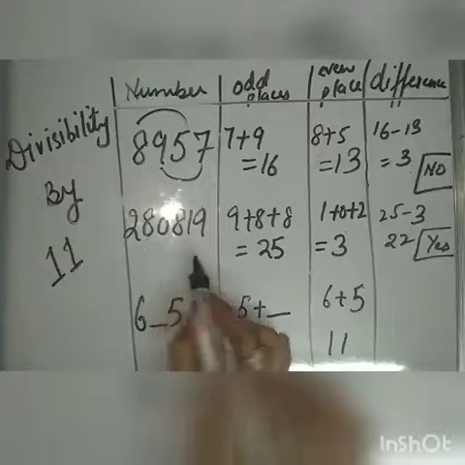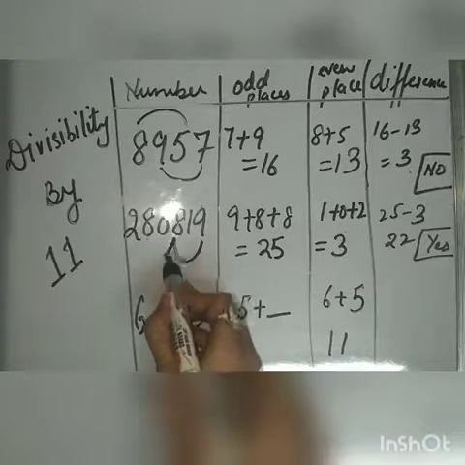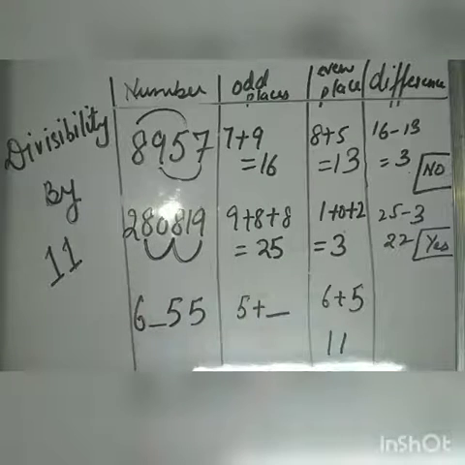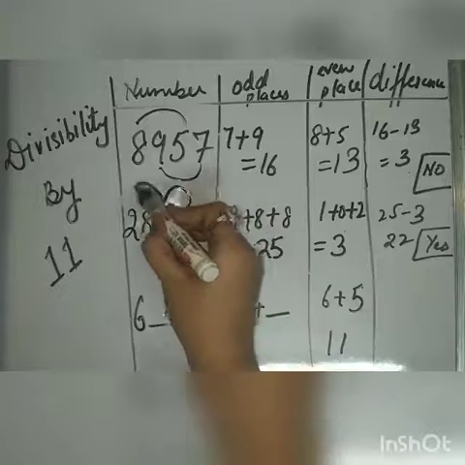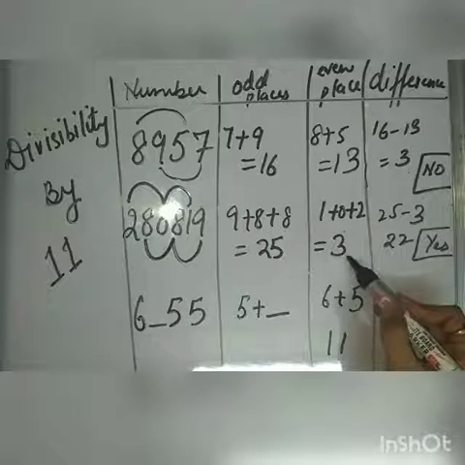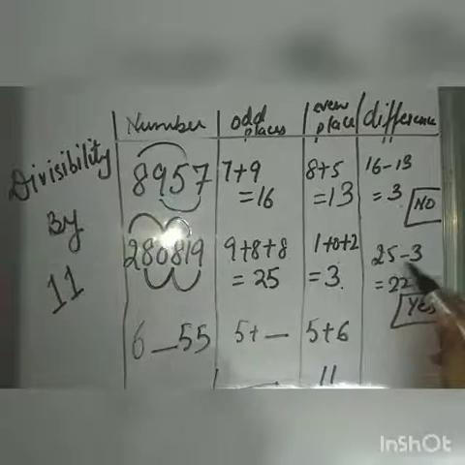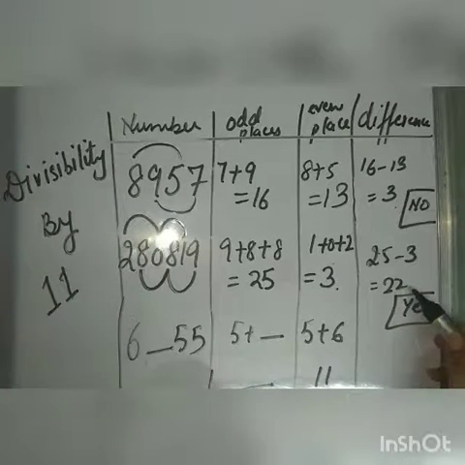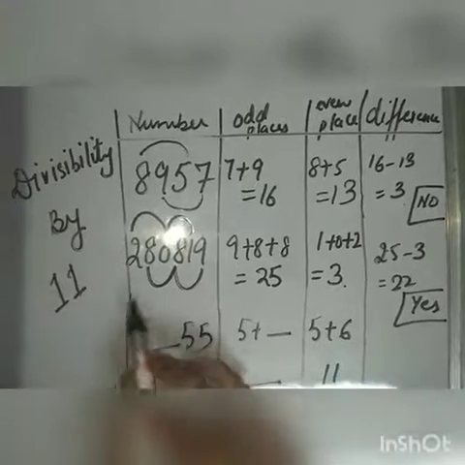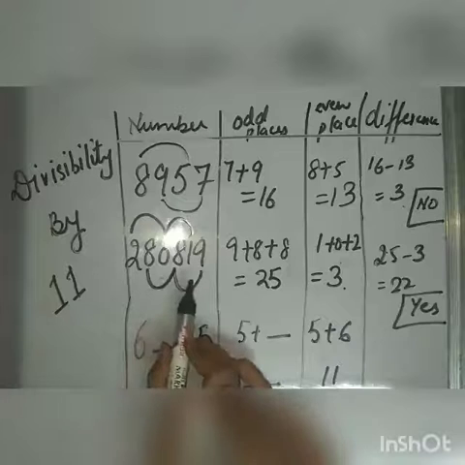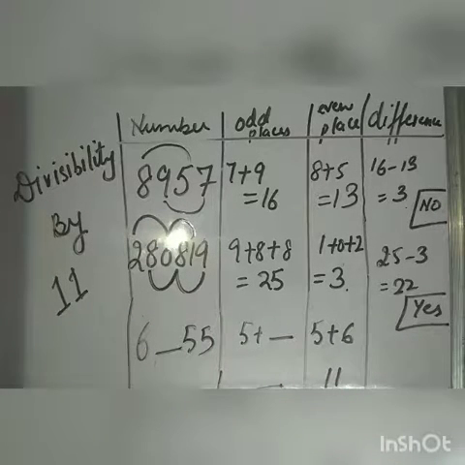In the next example, the digits at odd places 9 plus 8 plus 8 is equal to 25. 1 plus 0 plus 2, the sum of the digits at even places is 3. So the difference is 25 minus 3 is equal to 22, which is divisible by 11. So 2,80,819 is completely divisible by 11.